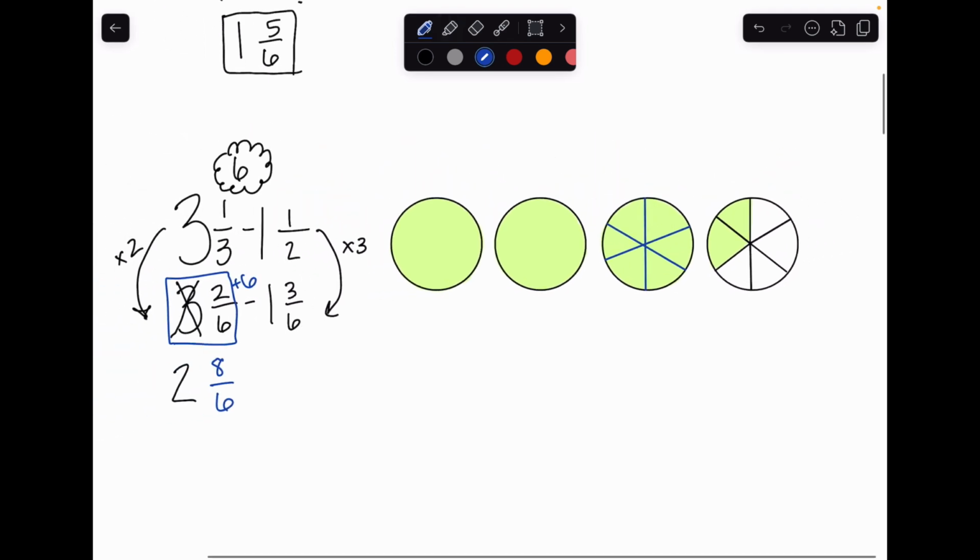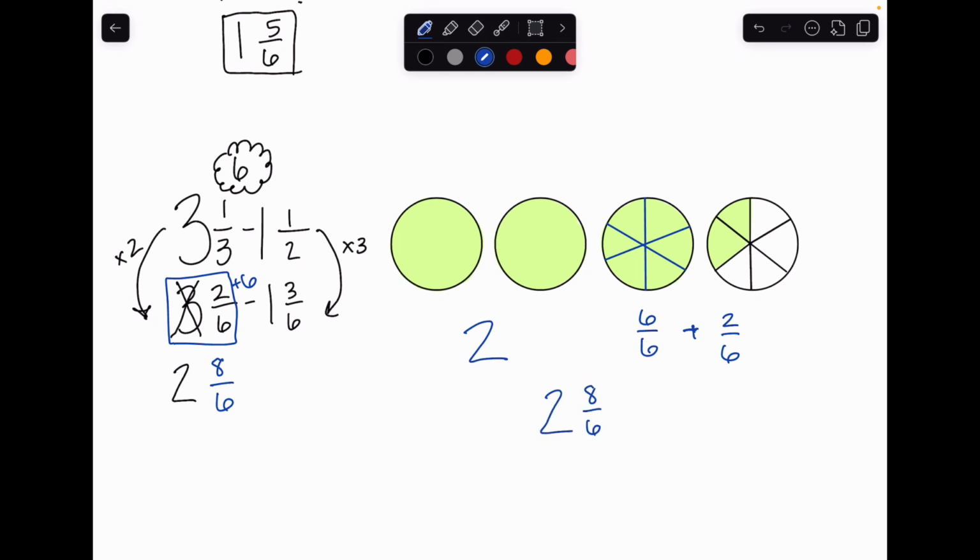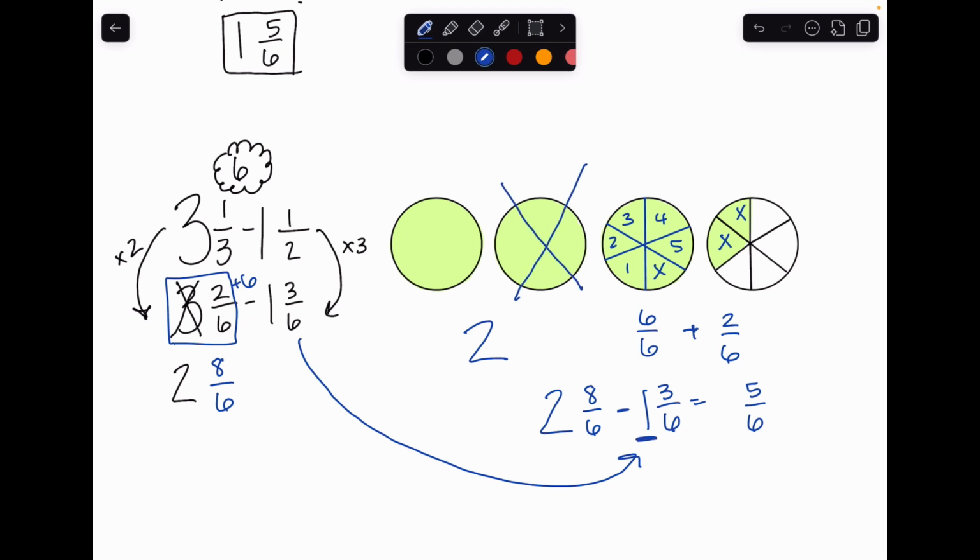And once I do that, I can actually subtract what I need from my pieces I have now. So now I've got 2 wholes plus 6/6 and another 2/6 to make 2 and 8/6. I can now subtract my 1 and 3/6 from this. I'll just cross off 3 of my 6/6. I'm left with 1, 2, 3, 4, 5/6. And if I look at my wholes over here, I need to subtract 1. So I'm going to cross 1 out, and I'm left with 1 whole remaining. I've got 1 and 5/6.